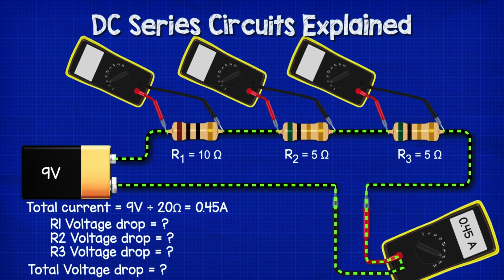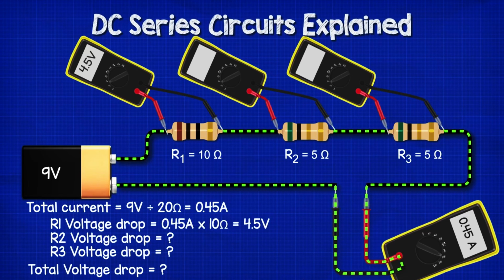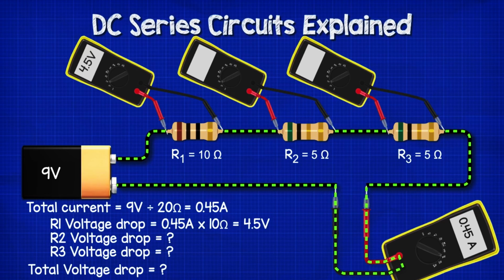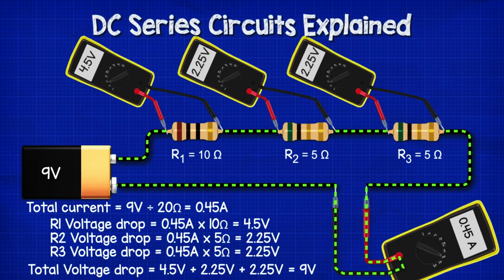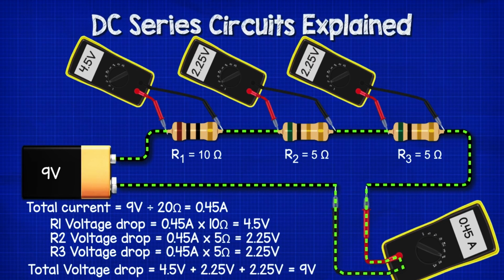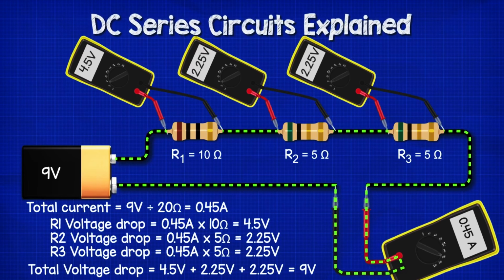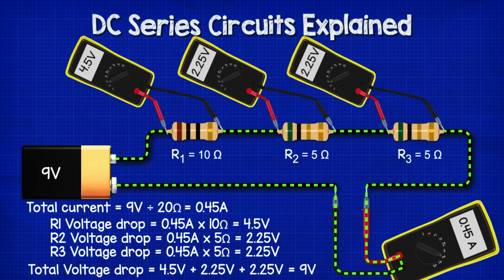The third circuit has a 10 ohm and two 5 ohm resistors. The circuit had a current of 0.45 amps. So R1 is 0.45 amps multiplied by 10 ohms, which gives us 4.5 volts. R2 and R3 will be 0.45 amps multiplied by 5 ohms, which gives us 2.25 volts on each. The total voltage drop is therefore 9 volts, which is 4.5 plus 2.25 plus 2.25.